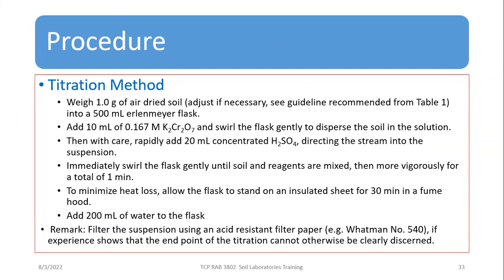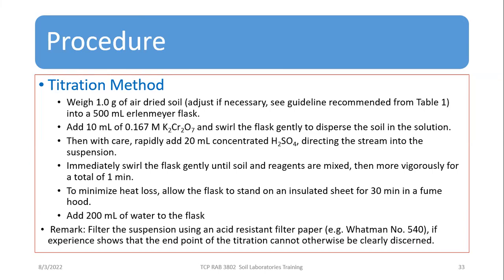Then with care, rapidly add 20 ml of concentrated sulfuric acid, directing the stream into the suspension. Immediately swirl the flask gently until soil and reagent are mixed, then more vigorously for a total of 1 minute. To minimize heat loss, allow the flask to stand on an insulated sheet for 30 minutes in a fume hood. Then add 200 ml of water to the flask.